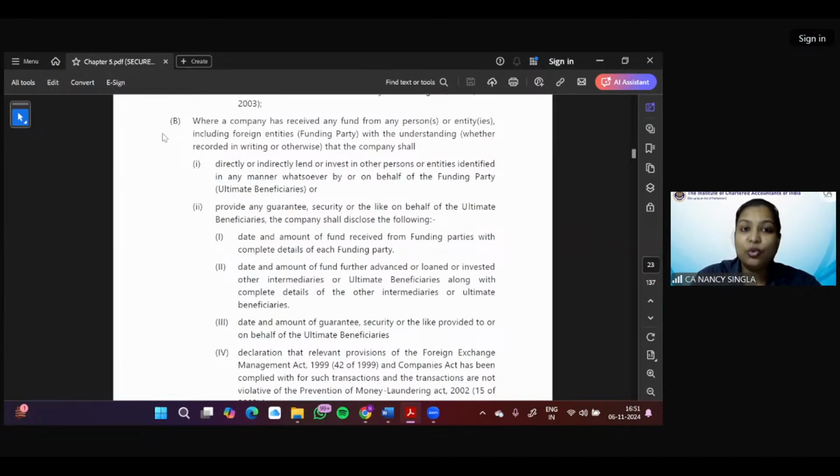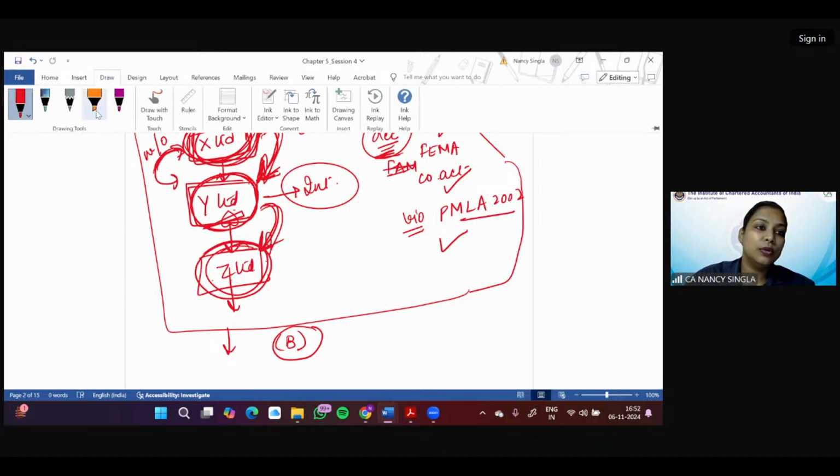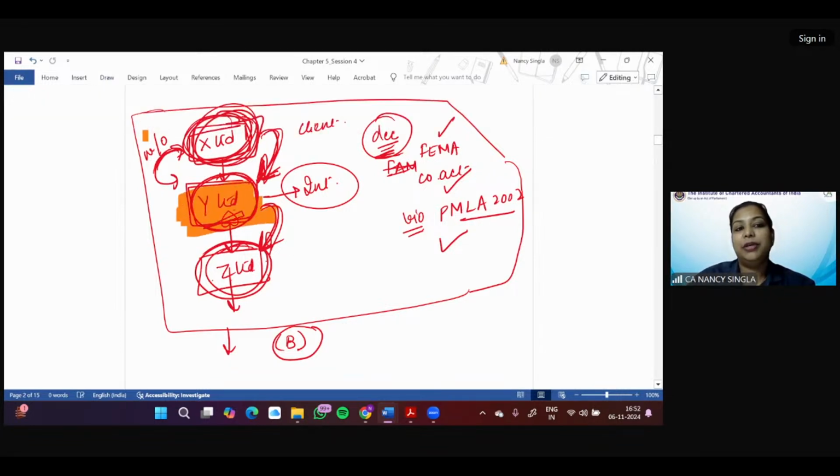So if you have understood that example, I'm sure that points A and B, you are both able to write in correct language, because there is no technical language as such. But yes, the keywords: ultimate beneficiaries, funding party, including foreign entity, understanding whether in writing or otherwise, you must be aware of these, right? So now, who is our client? Y Limited, right?